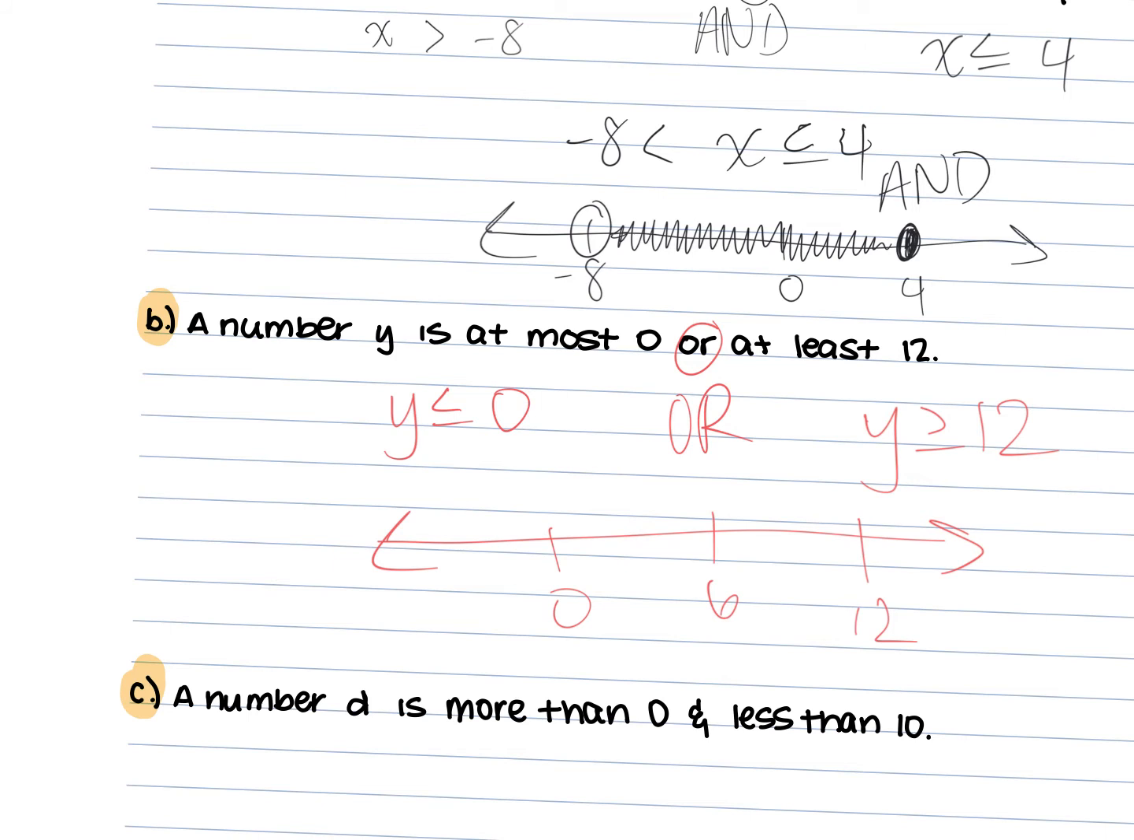One at a time, guys. Start at the 0. Are we shading to the left of 0 or to the right of 0? To the left. And is it going to be a closed or an open dotted 0? Closed. Why? Because it's equal to. Do you guys see it?